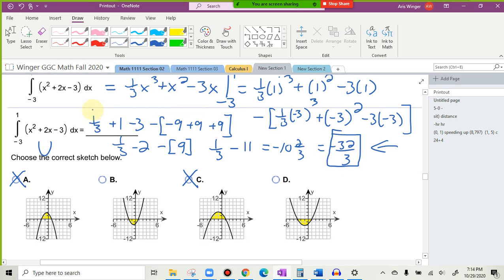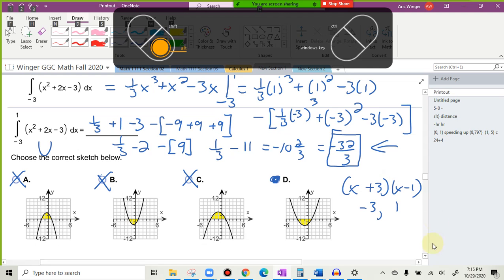So we can find out where these hit the axis. So we've got x plus 3, x minus 1. So this should hit the axis at negative 3 and positive 1. And that would be not that one, but this one. You can also just graph it in Desmos as well.